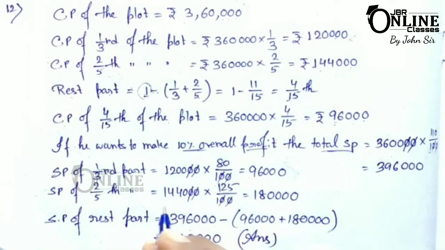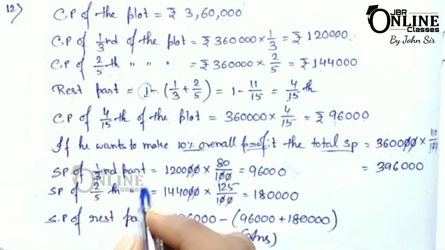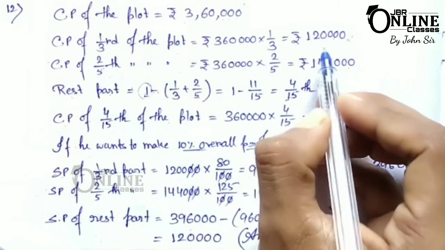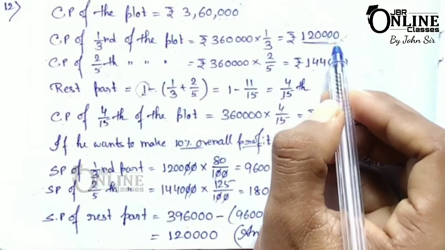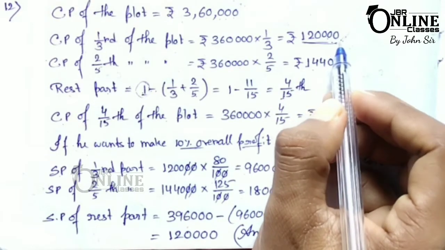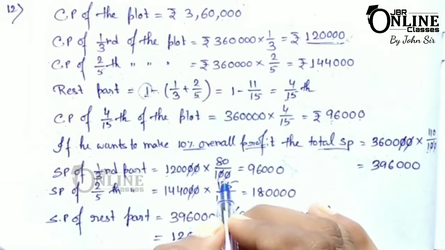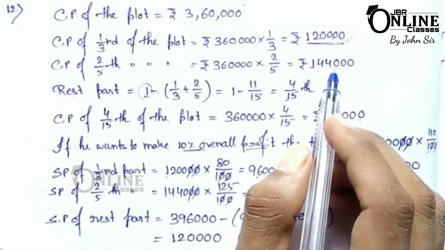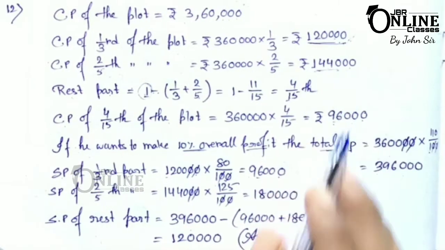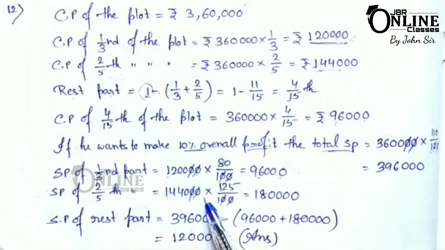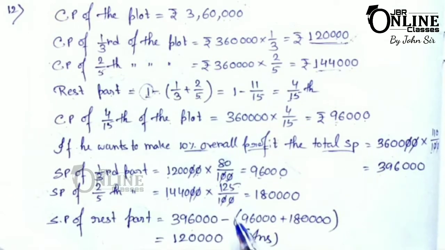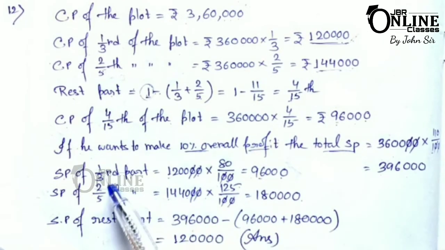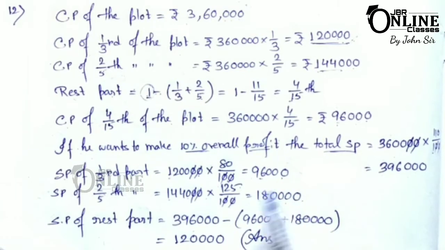Now as he sold 1/3 at 20% loss, the SP of 1/3 equals, here CP equals 1,20,000. So you have to apply 20% loss. So 1,20,000 into 80 by 100 equals 96,000. The second one he sold at 25% profit. So here CP equals 1,44,000. So 1,44,000 into 125 by 100 is equal to 1,80,000. So here the SP of the 1/3 equals 96,000 and SP of 2/5 equals 1,80,000.